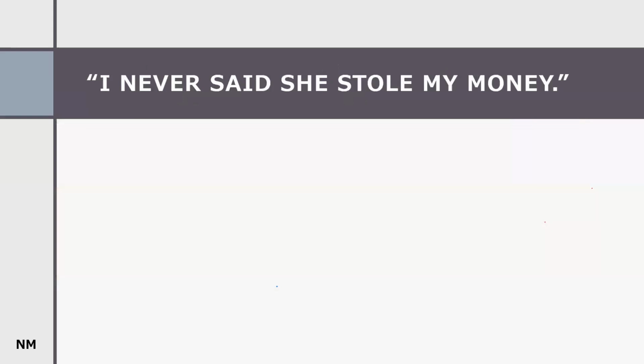Before moving to interpretation, I have a small task for you. I want you to read this sentence very carefully. The sentence says: "I never said she stole my money." This is a simple sentence with seven words. Try to interpret it yourself, then I will show you my interpretation, and you can compare whether it matches or not. I will give you a few seconds. I never said she stole my money.